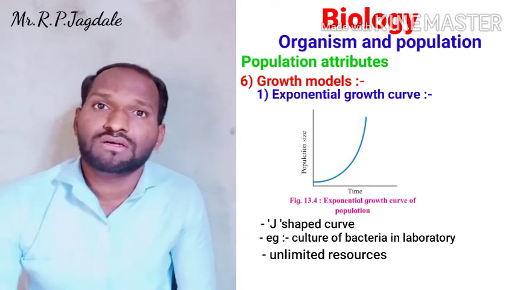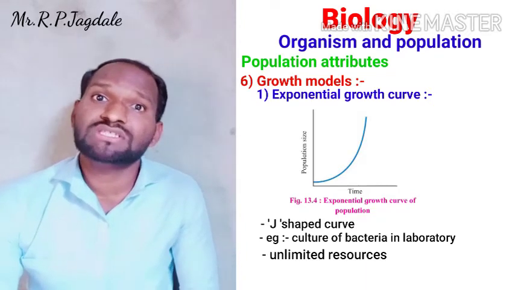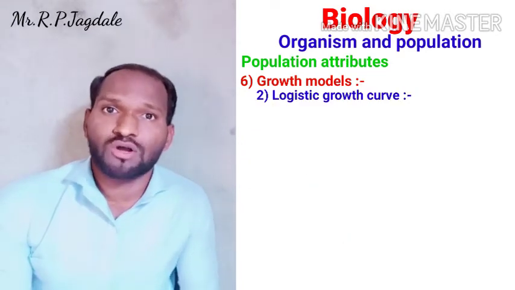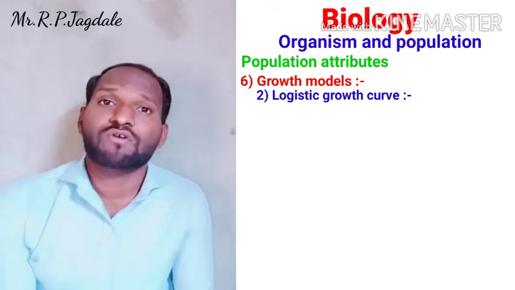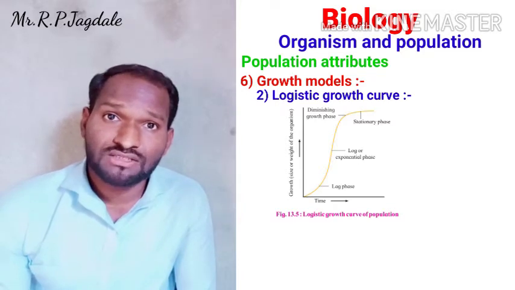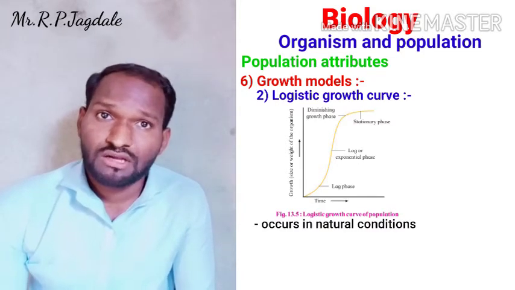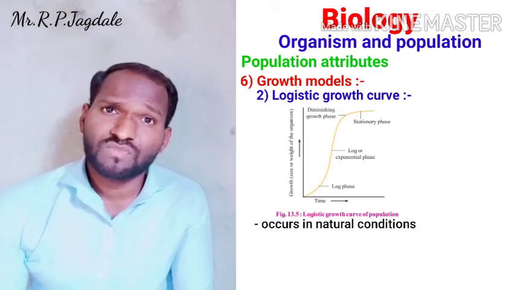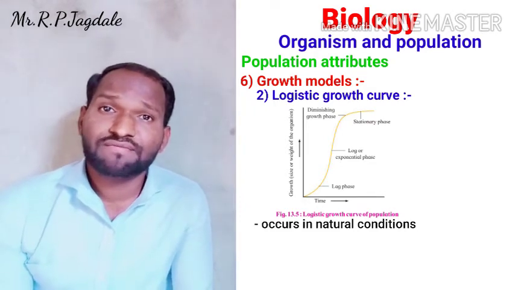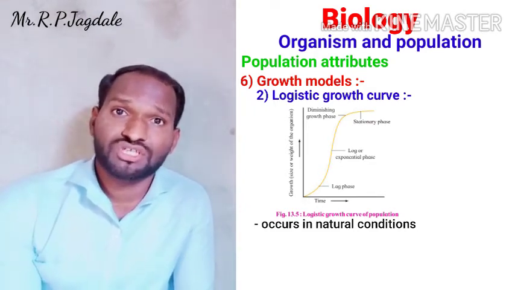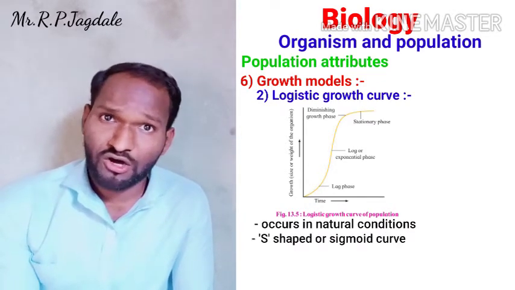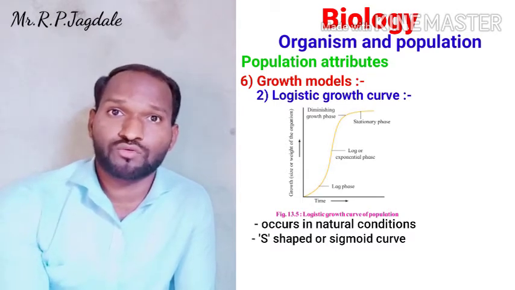Okay, this is one growth model. Then the second, different from that, is the logistic growth model. In nature, this type of growth curve occurs. In nature, the exponential growth model does not occur, the logistic growth model does. Now you can see the growth curve of the logistic growth on the screen. It is different from the exponential growth curve. It is somewhat an S-shaped curve, or it is called a sigmoid type of growth curve.